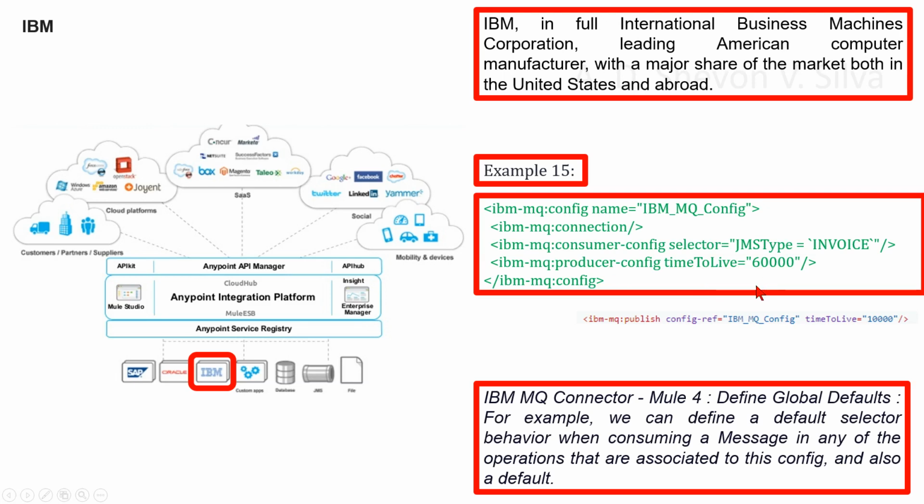To publish the message with a shorter TTL, use this example configuration that overrides the parameter.